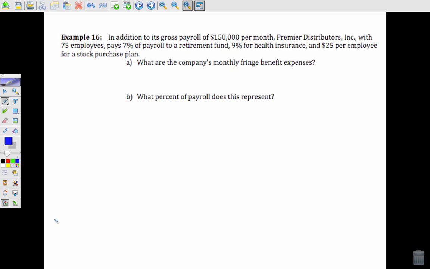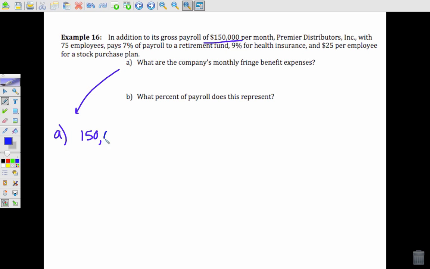Example 16. In addition to its gross payroll of $150,000 per month, Premier Distributors Incorporated with 75 employees pays 7% of payroll to a retirement fund, 9% for health insurance, and $25 per employee for a stock purchase plan. So again, those are those fringe benefits. For this first part, what are the company's monthly fringe benefit expenses?